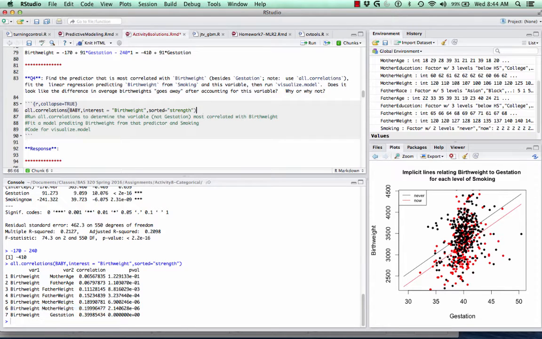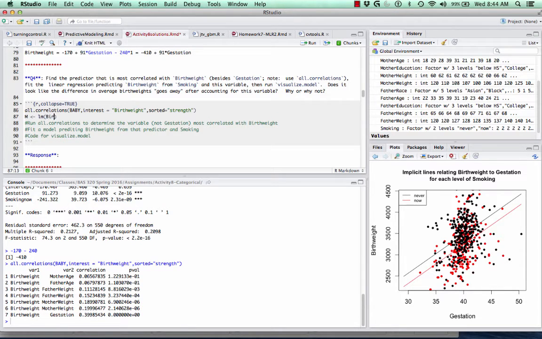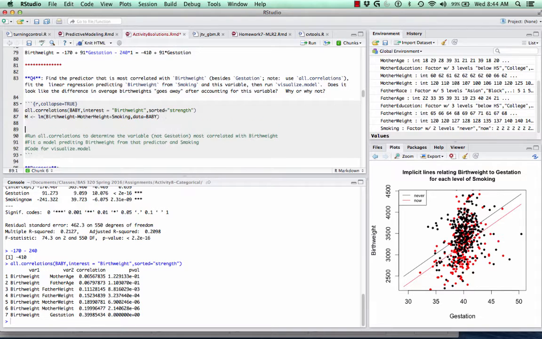All right, so let's fit a model now predicting birth weight from mother height plus smoking, from data equals baby here. Maybe, for whatever reason, it could be the case that, say, shorter mothers are more likely to smoke, and it's also the case that shorter mothers tend to give birth to babies that weigh less.